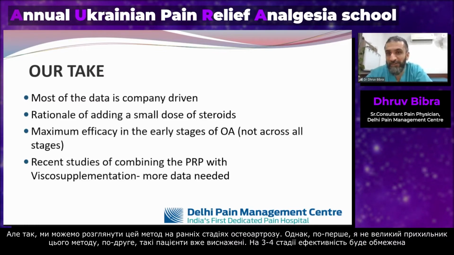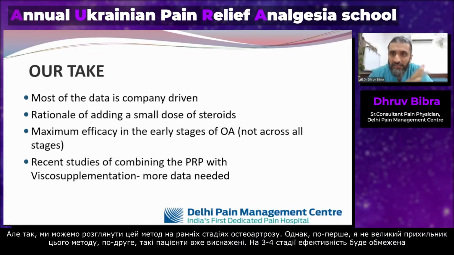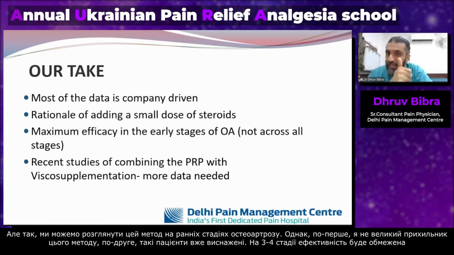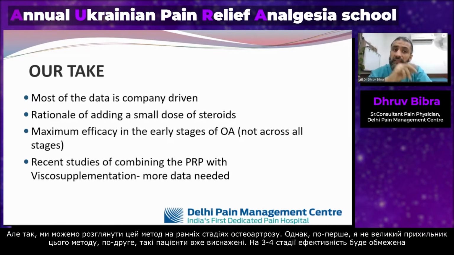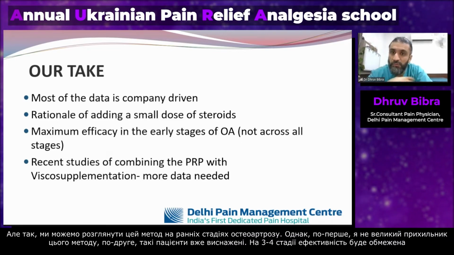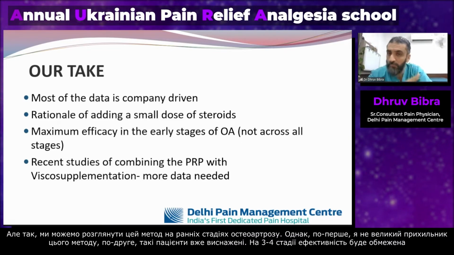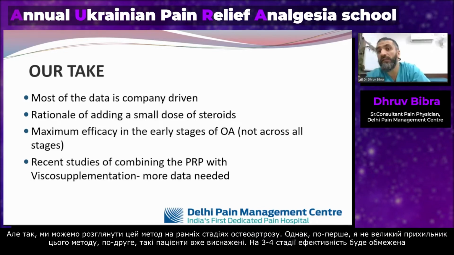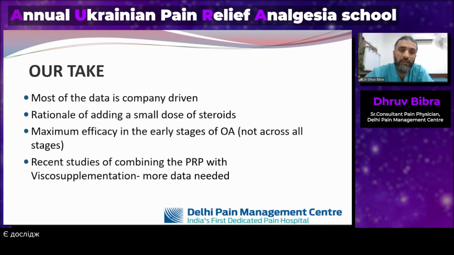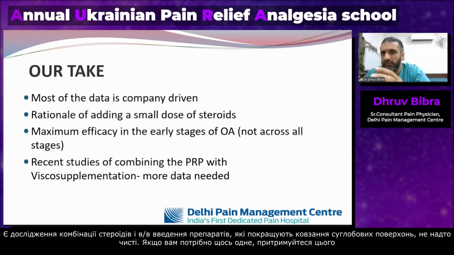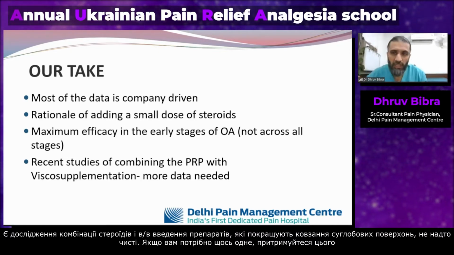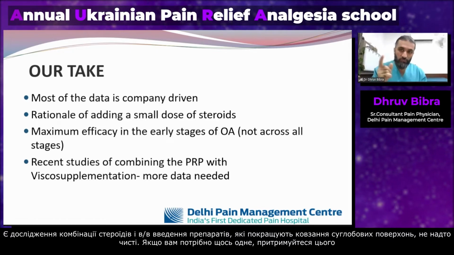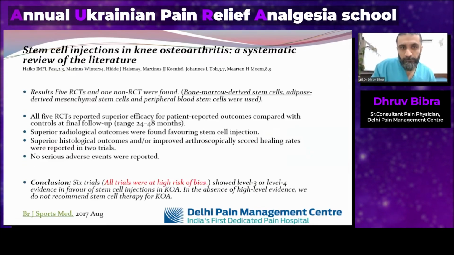Viscosupplementation, honestly, I am not a big fan, but yes, we can consider using it in early stages of osteoarthritis. This is what I feel. This is our take. Secondly, most of the patients that turn up to my OPD are already in grade 3 and grade 4, where it has limited effect. Some studies combine two things like steroid and viscosupplementation. I am sort of a purist, so if you have chosen one thing, stick to it.